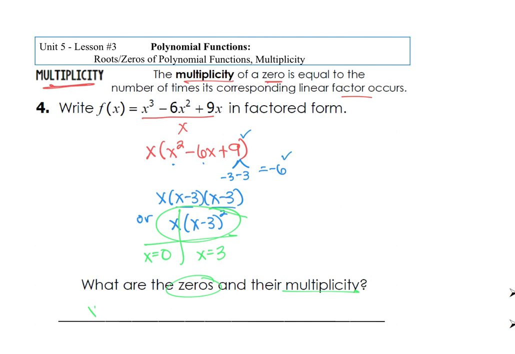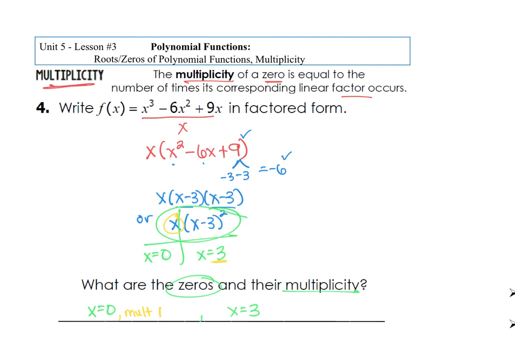So let's write that down. One 0 is at 0. And put a comma. The other 0 is at 3. What is their multiplicity though? Multiplicity comes from the exponent that was attached to that factor. So for this x, it was a power or degree of 1. So we would say it has a multiplicity of 1. Pretty easy. And then we'll interpret it in our next section of the notes.